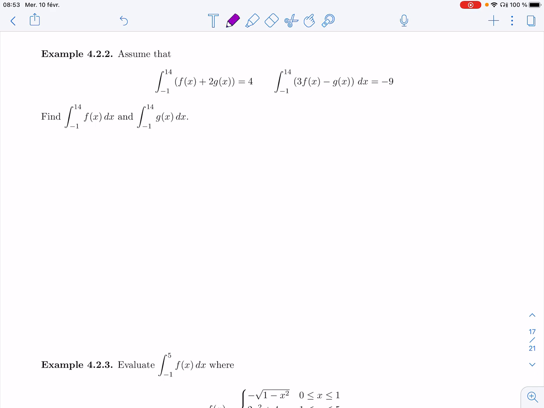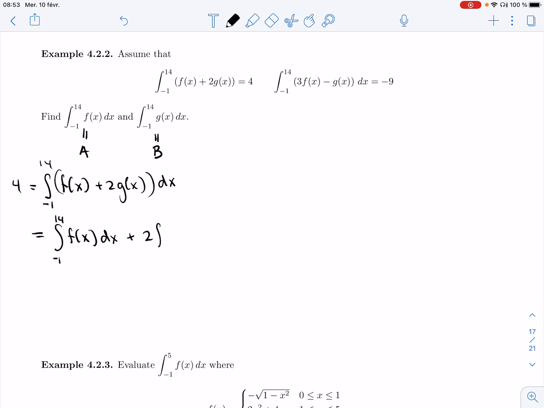All right, so just to simplify notation a bit, I'm going to call this A and I'm going to call this B. Let's look at the two equations I will have. So if I have the integral from minus 1 to 14 of f of x plus 2g of x, that's equal to 4. It's also equal, I can split it, and I could pull the constant out. So I get that 4 is A plus 2B.